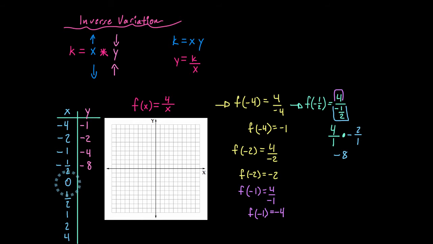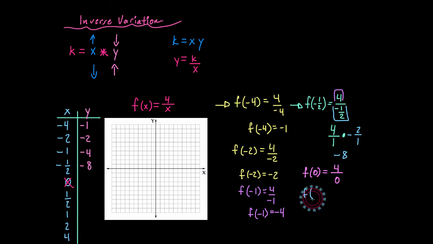Okay, so what about 0 here? If I take f of 0, well, even before I work this out, just think about what's going to happen when I substitute 0 in for x here. So we have 4 over 0, and you can't have 0 in the denominator, so this is going to give us a value that we call undefined. So no 0 here, it's undefined. Let's move on to 1/2.